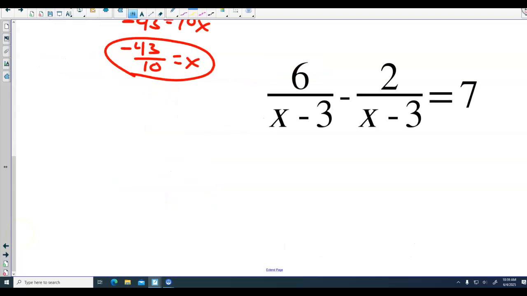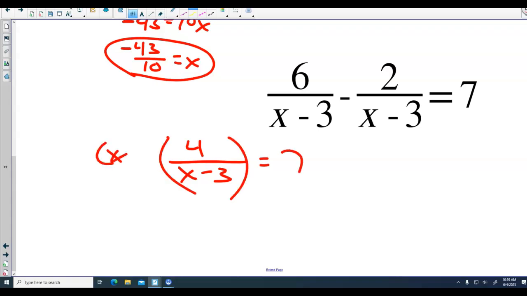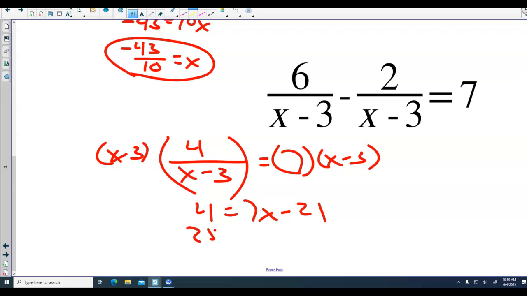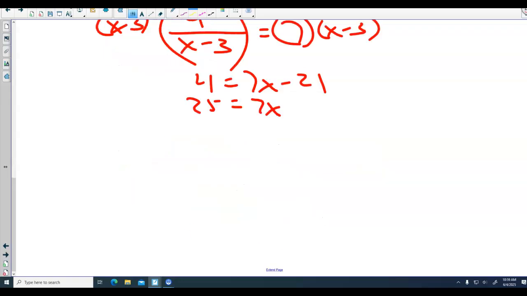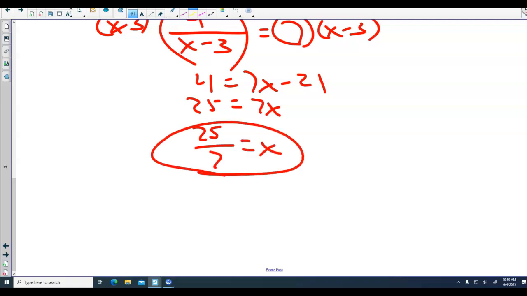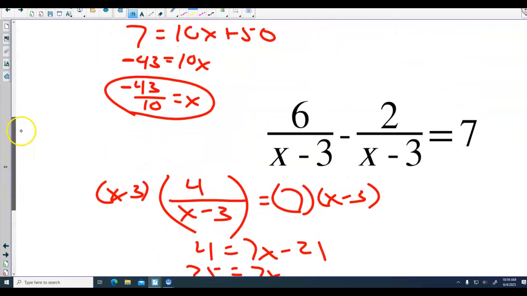Subtraction, same deal. The only difference is you subtract the numerators. I'm going to multiply both sides by the denominator, and we're left with 4 equals 7x minus 21. You add 21 to both sides, you get 25. And my answer is 25 over 7. And there's my answer.